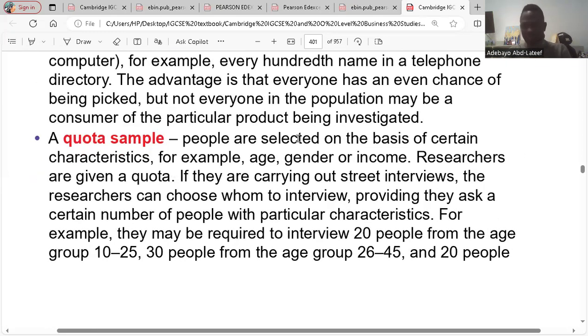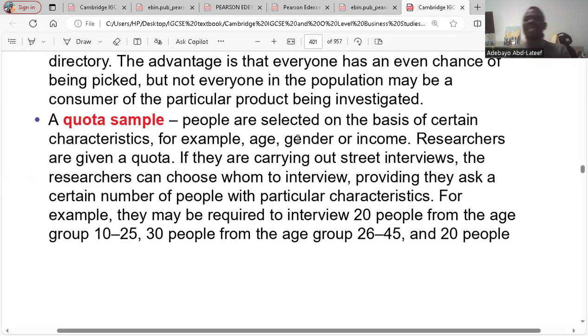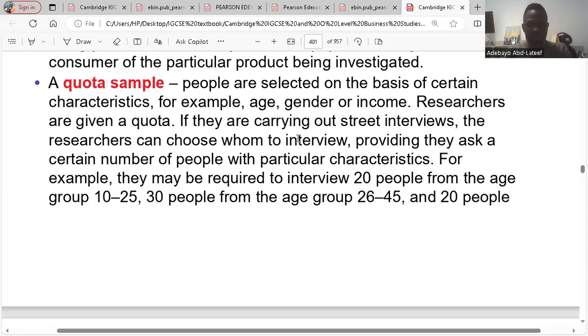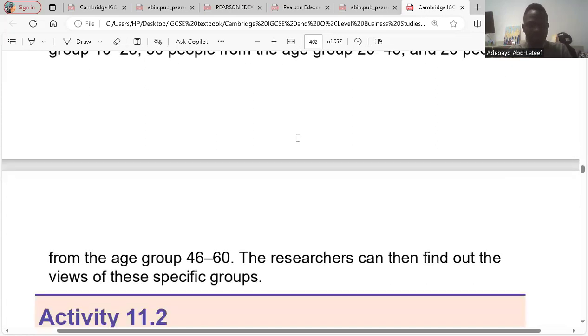Then we have quota sample. People are selected on the basis of certain characteristics, for example, age, gender, or income. Because it's about quota, that means we need 10 females, we need 5 males, we need 7 of this. So it is quota. You are placing numbers on the quantity of those that have to be in your sample frame. Yes. So that's about sample frame, quota sample.